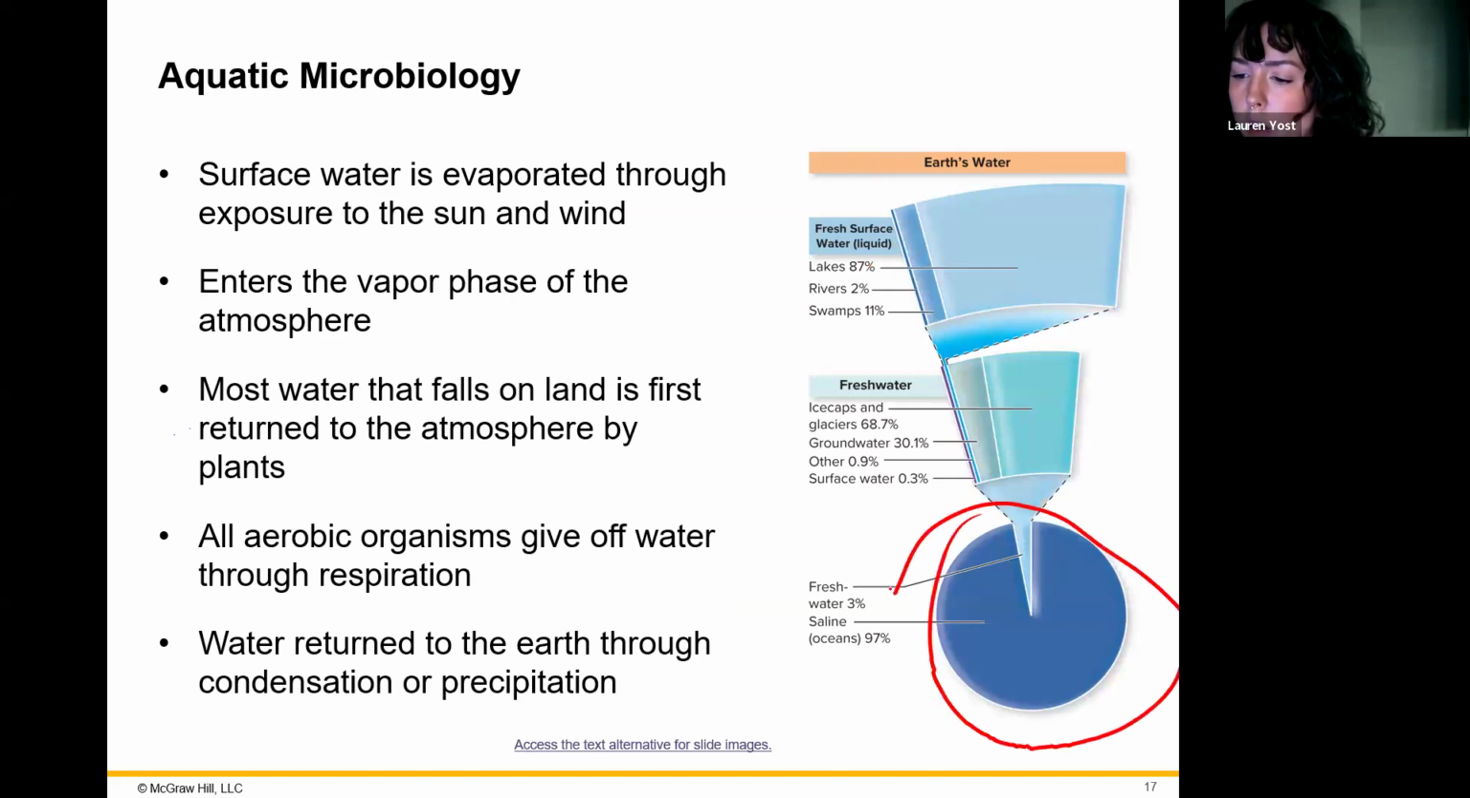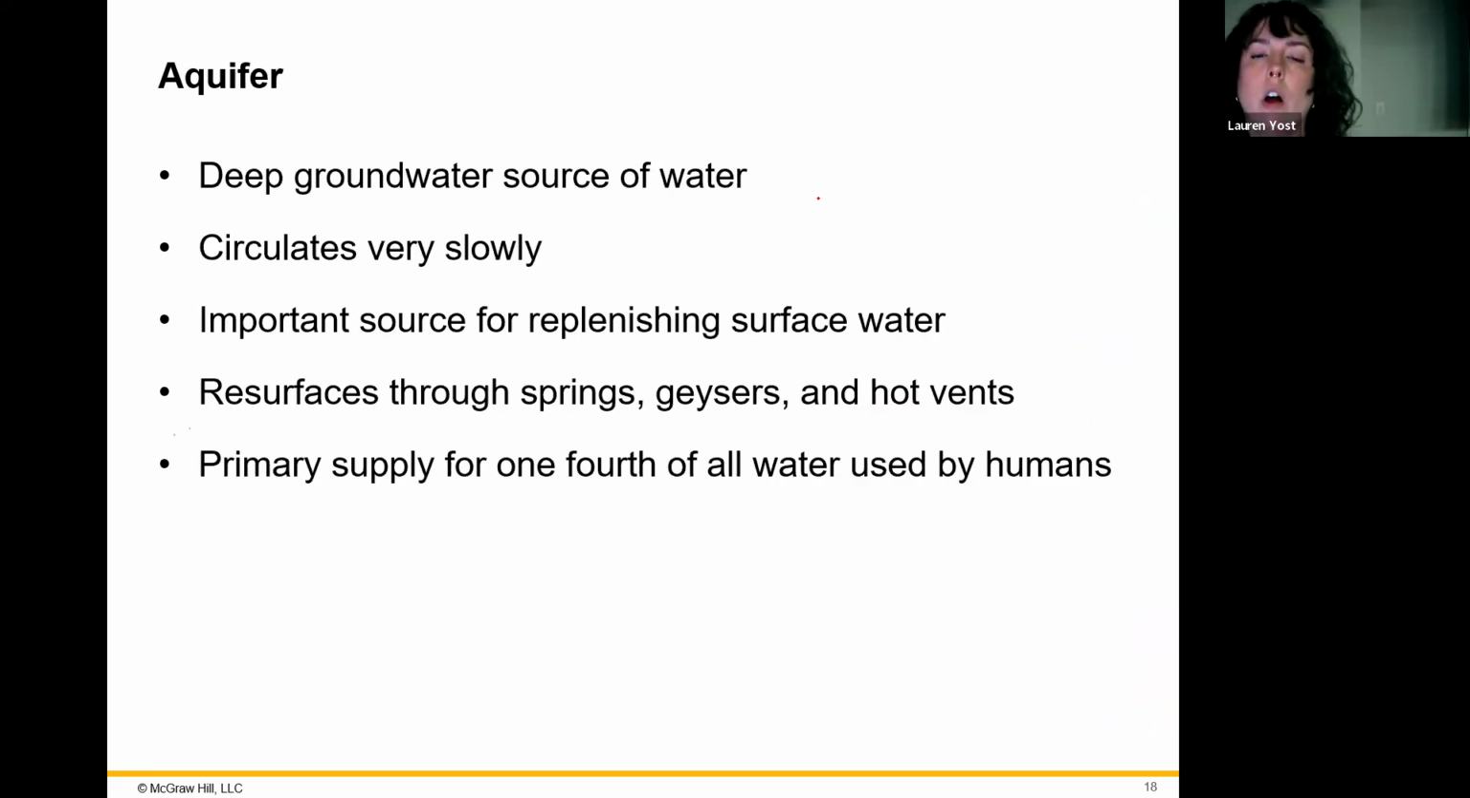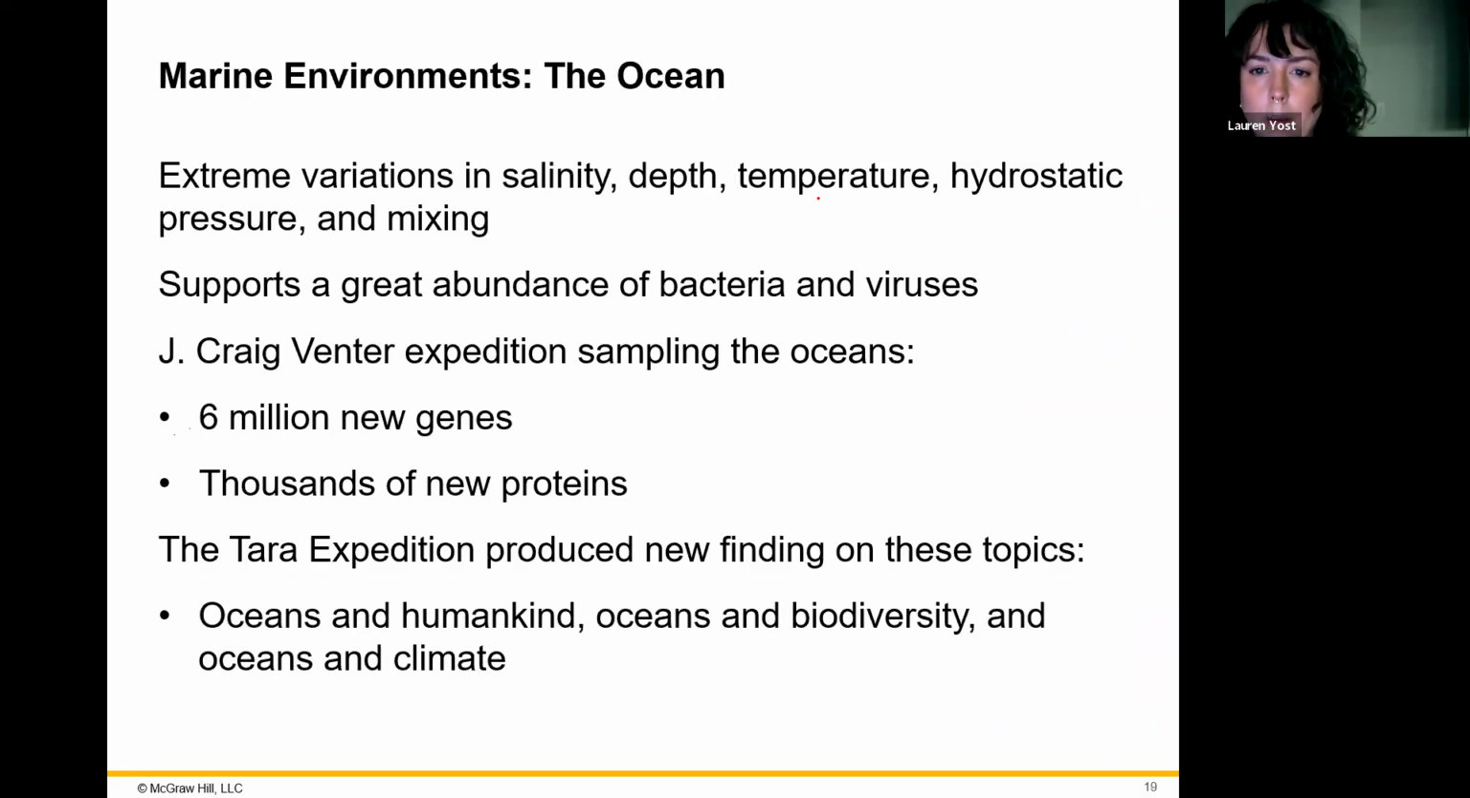Water. Here's water. The dark blue is saline. If you break down the fresh water, we can break that down into ice caps and glaciers largely. And then we have groundwater and all sorts of other stuff there. The other category is where you will find the lakes, rivers, and swamps. Then you can actually divide it out, looking at it that way. We get a lot of our water from places like aquifers and rivers and streams and springs. An aquifer is just deep underground water, and it will resurface through springs and geysers and stuff like that.